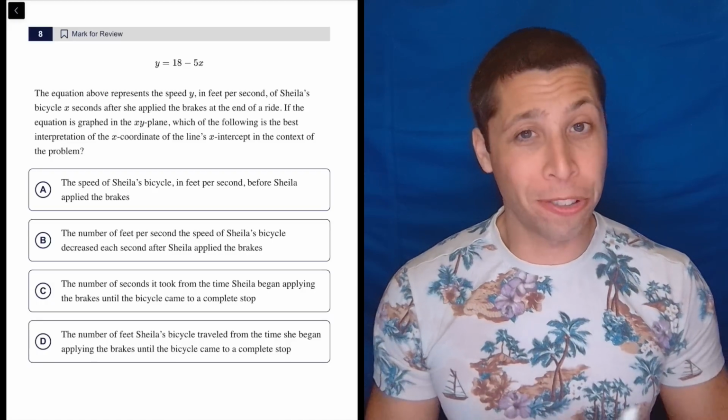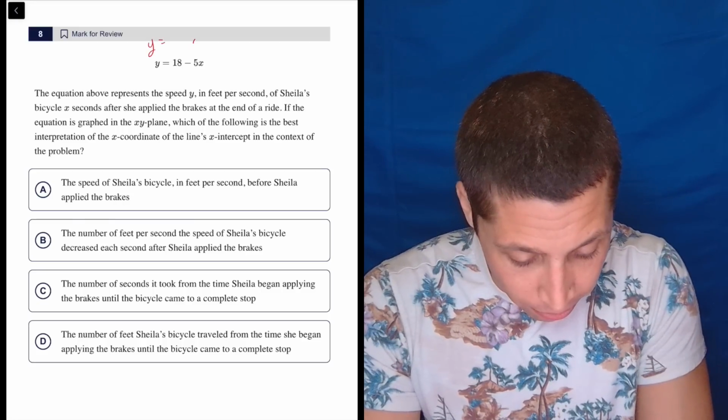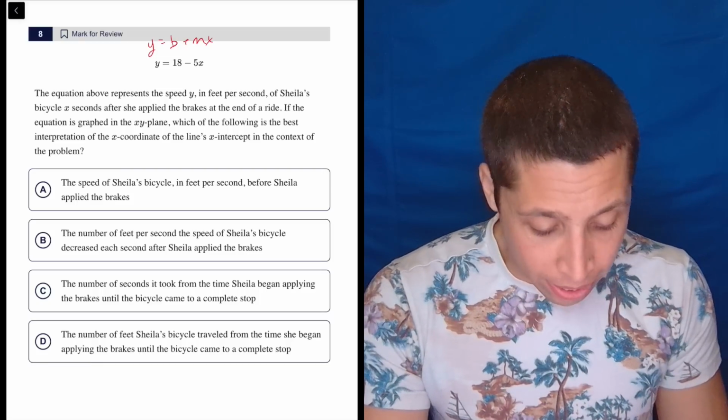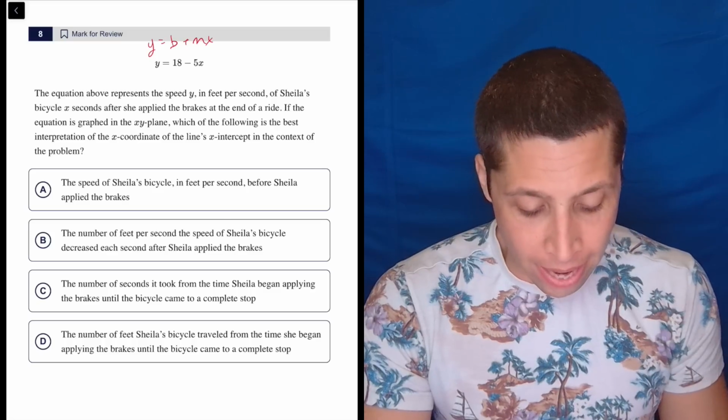Lots of words for a math question, but let's just dive in. Let's see what we get. It's definitely a line, right? y equals mx plus b. The equation above represents the speed y in feet per second of Sheila's bicycle x seconds after she applied the brakes at the end of a ride.